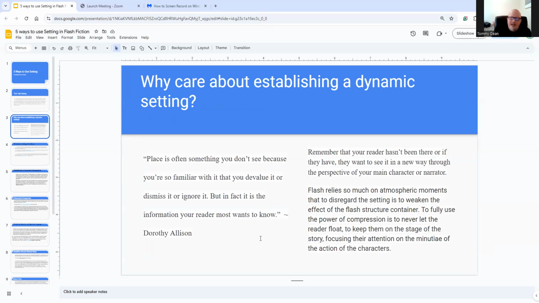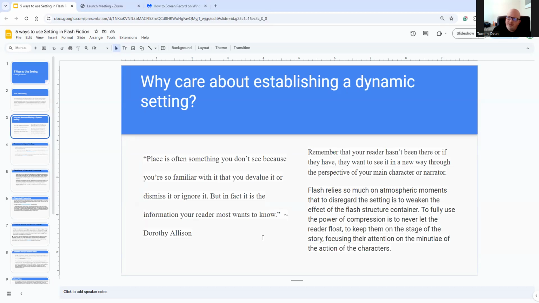Why care about establishing a dynamic setting? Why do we need a place to put these stories? Here's a quote by Dorothy Allison. Place is often something you don't see because you're so familiar with it that you devalue it or dismiss it or ignore it. But in fact, it is the information your reader most wants to know.